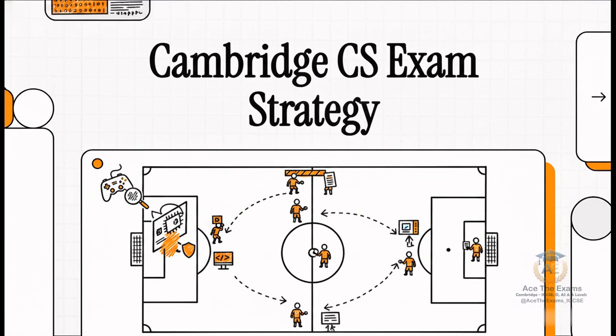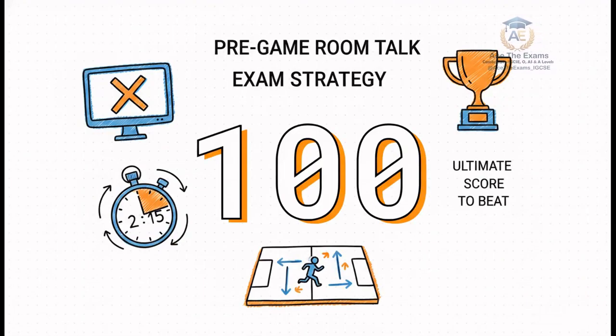Whether you're looking at syllabus code 0478, 0417, 2210, or 9618, let me tell you, the game is exactly the same. So let's step onto the field, decode the examiner's playbook together, and figure out exactly how we're going to break through their defensive line and secure those top grades. Consider this your pre-game locker room talk.